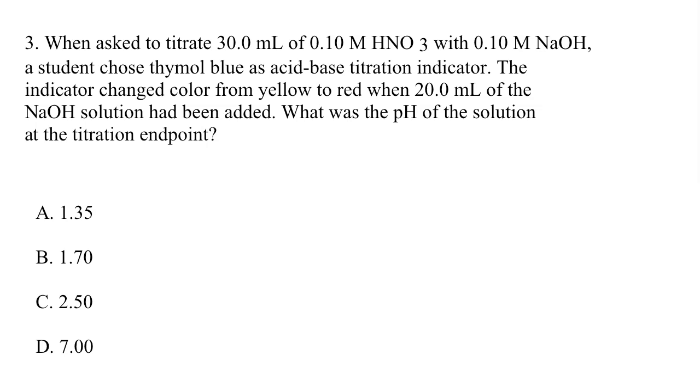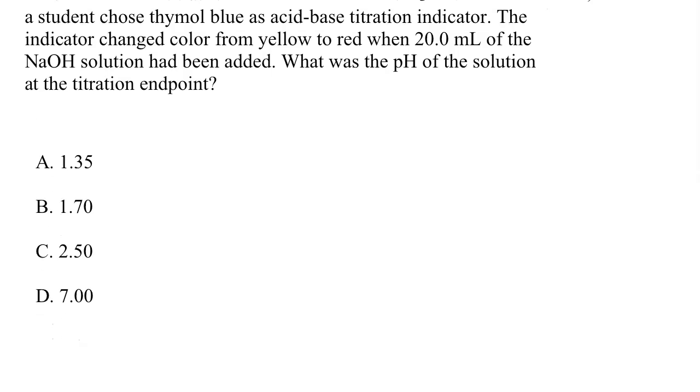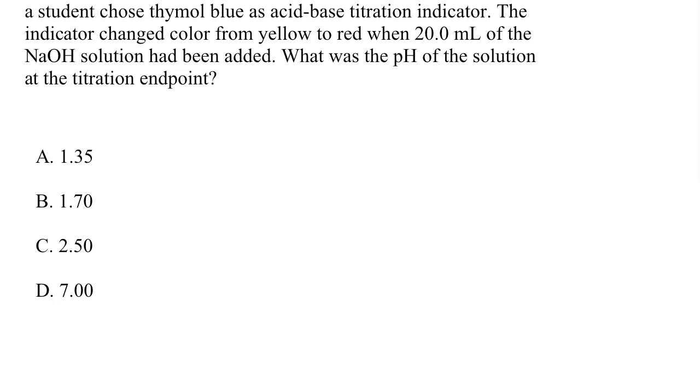All right. Now, I will let you know, you do not need to know the range for the indicator that is mentioned here, even though we had that up in a table a few minutes ago. Now, if you have a question where you do need the ranges, they would be provided. This is not something you have to memorize. However, in this question, you should not need it, but we will discuss it as we go through the answer. So you can take a look here. We're looking for what the pH of the solution is at that titration endpoint. 1.35, 1.70, 2.50, or 7.00. Those are the options.